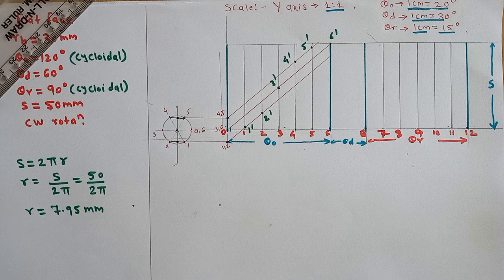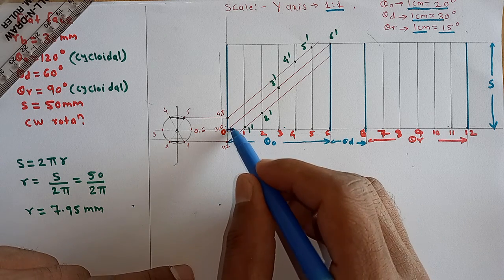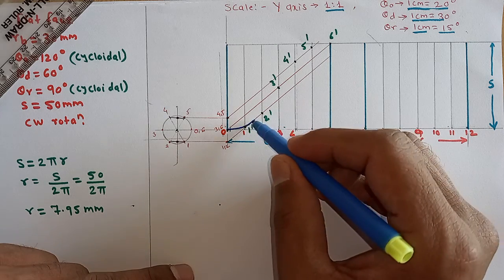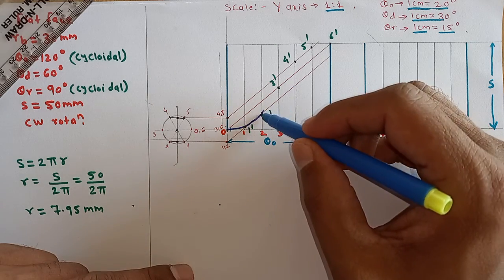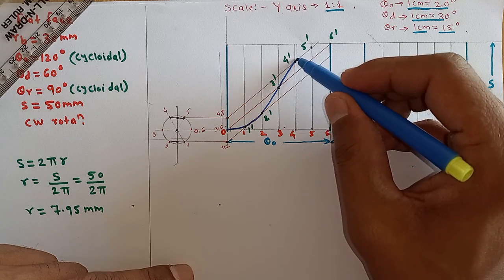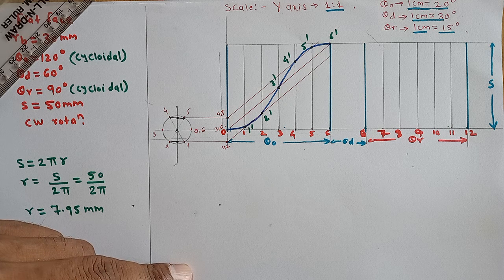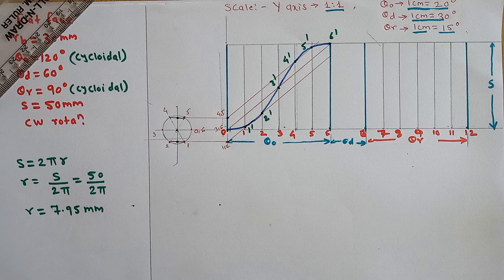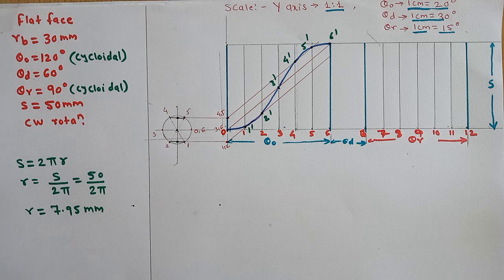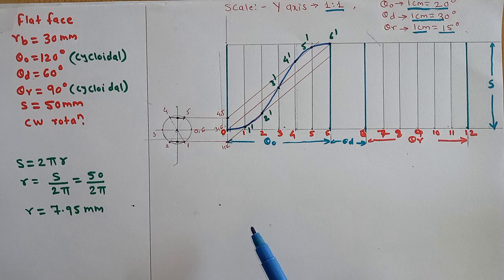In the next step, we draw a smooth freehand curve passing through all these intersecting points. So 1 dash, 2 dash, 3 dash, 4 dash, 5 dash and 6 dash. This is the displacement diagram of the follower during outstroke while it is moving with cycloidal motion.